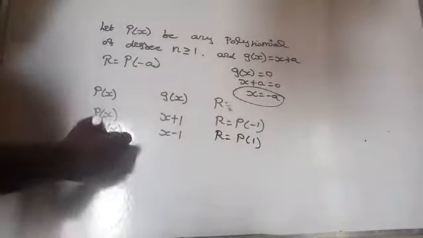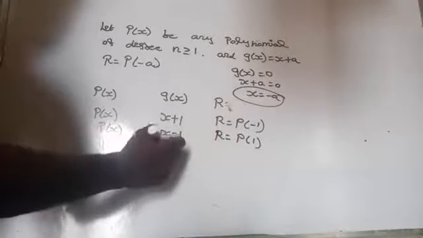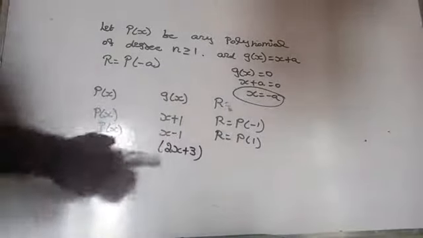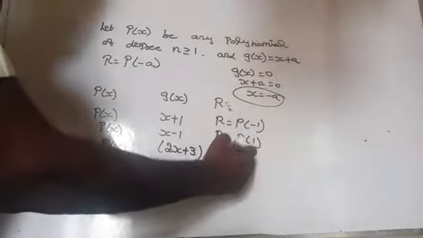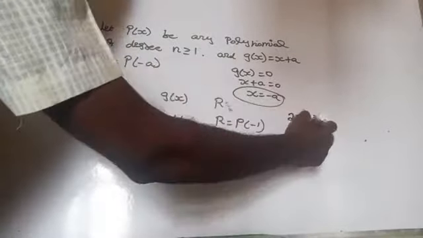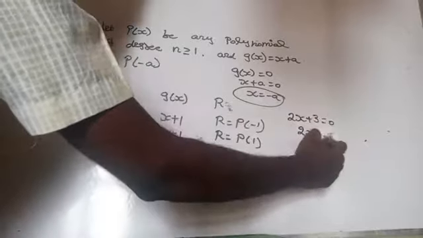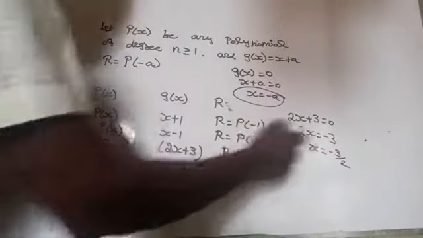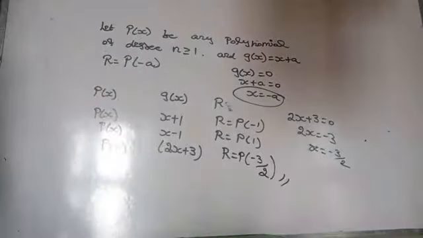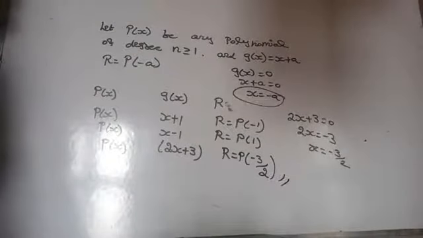1 here. Suppose the polynomial p of x is divided by 2x plus 3. Then what will be the remainder? Yes, 2x plus 3 equal to what? 0. 2x is equal to minus 3. X is equal to minus 3 by 2. Therefore, the remainder will be p of minus 3 by 2. Are you getting here? Yes.